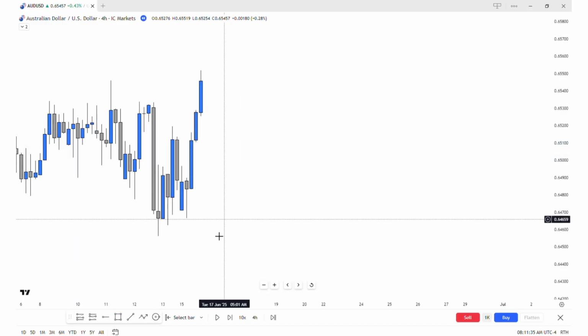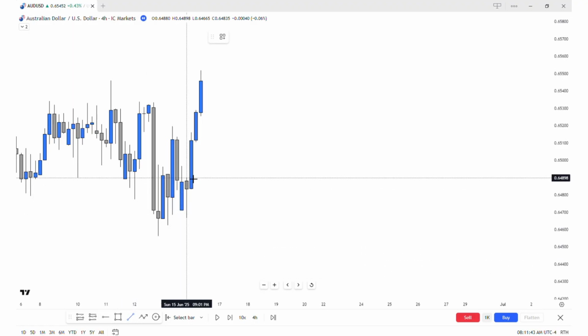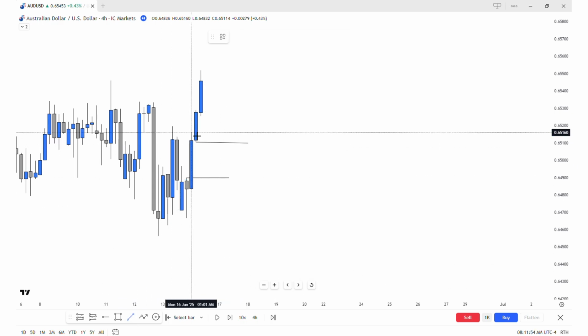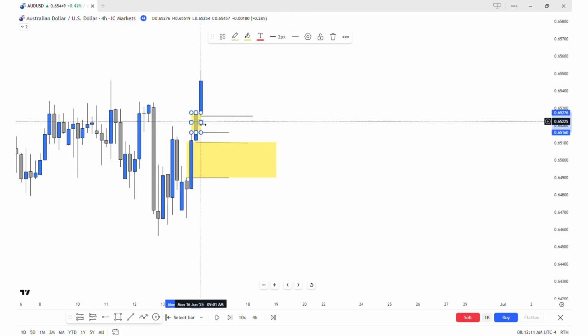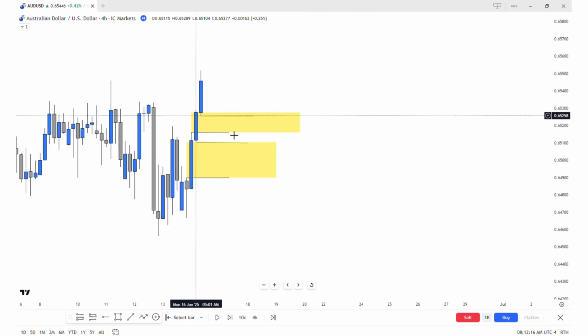Now, if you were to look even closer, you'll see that price made two fair value gaps. You have this one with the high of the first candle and the low of the third candle. You have a next one again with the high of the first candle and the low of the third candle, therefore making two fair value gaps, two gaps in between the candles. You have the first fair value gap here, and you have the second fair value gap here.